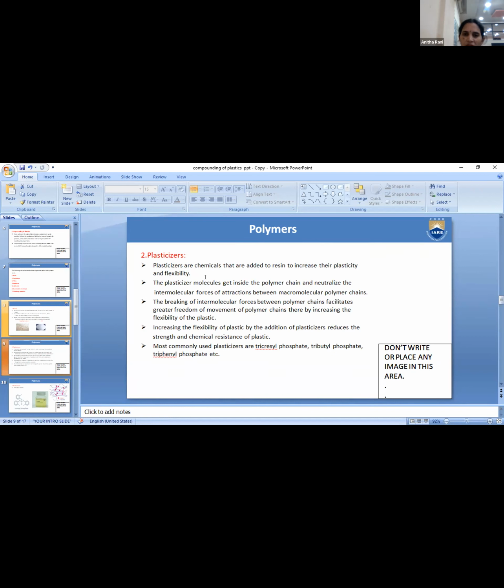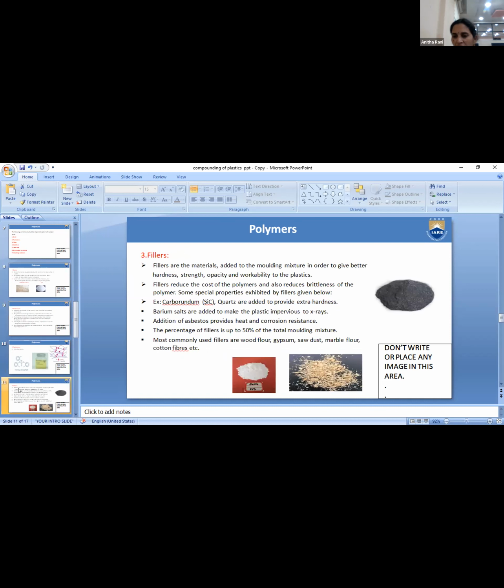Example. What is tributyl phosphate? Tributyl phosphate. One more example I need: triphenyl phosphate. Tell me, why are we using fillers, sir? Why are we adding fillers in polymer resins?